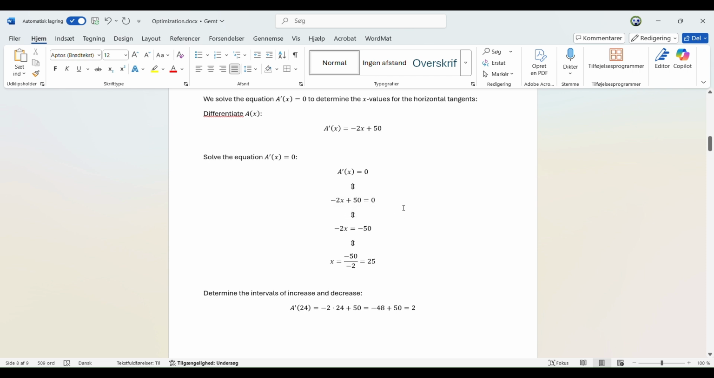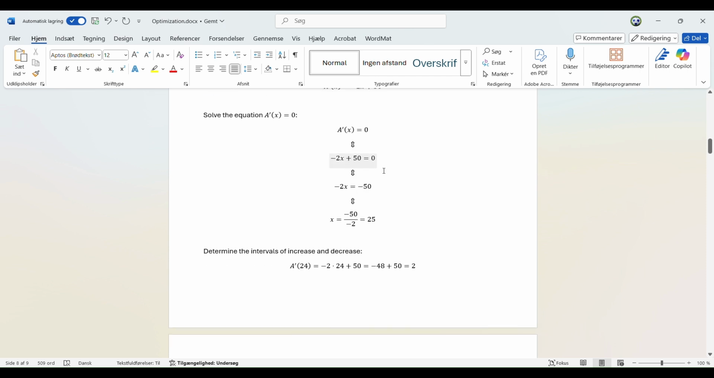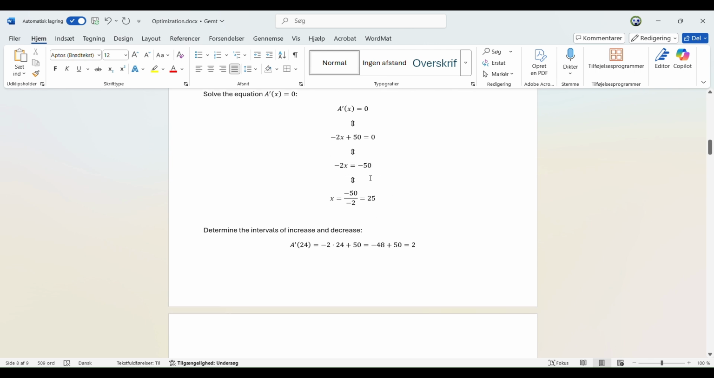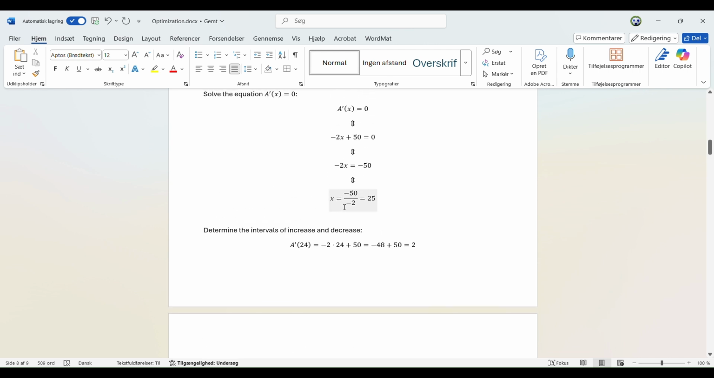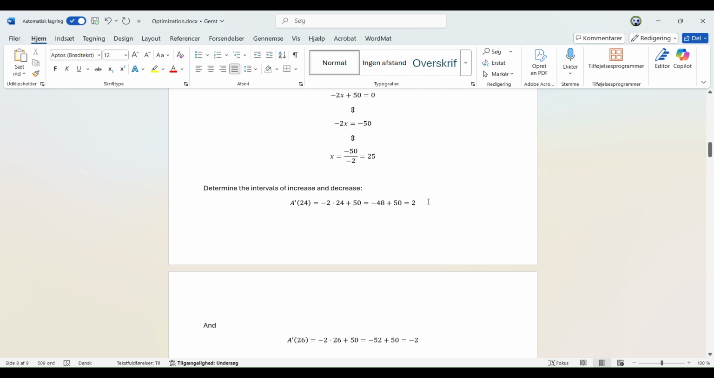And we want to isolate x, so we subtract 50 from both sides. We get minus 2x equals minus 50. And now we divide by minus 2 on both sides to get our x, so 1x isolated. And that would be minus 50 divided by minus 2. Minus divided by minus equals plus. So it's just 50 divided by 2, and that equals 25. And now we want to find out, because this is our optimal solution, if this is a maximum or minimum.